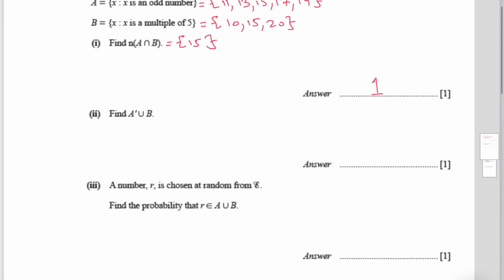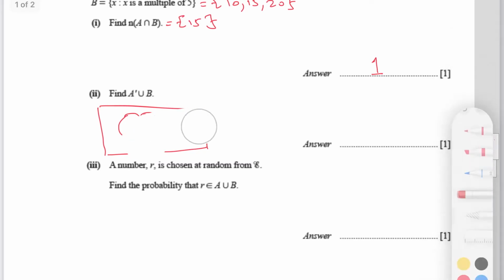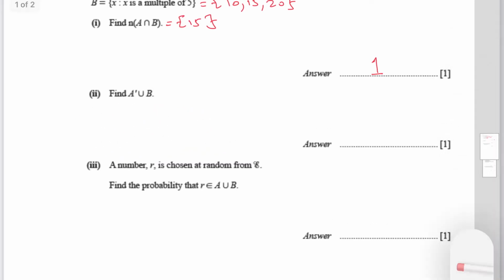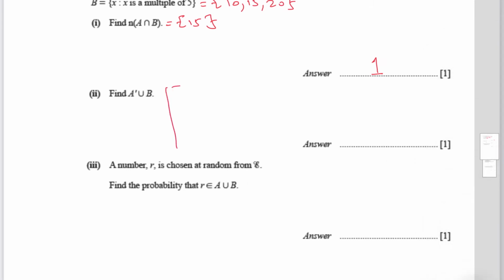The next part says find A complement union B. For this, let's draw a rough Venn diagram. I'm trying to squeeze this into the space we have. This won't do the work, so let's make a bigger one. When we draw a Venn diagram, we draw two circles, A and B.